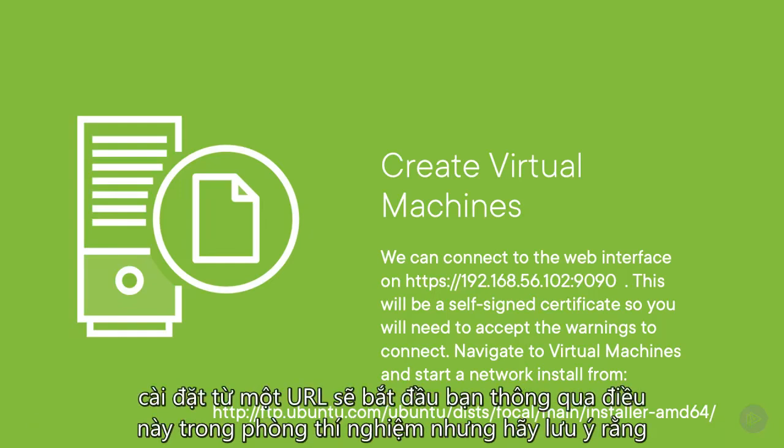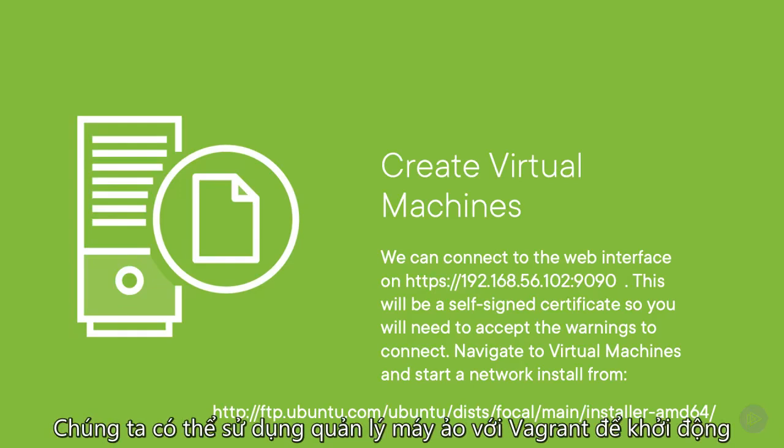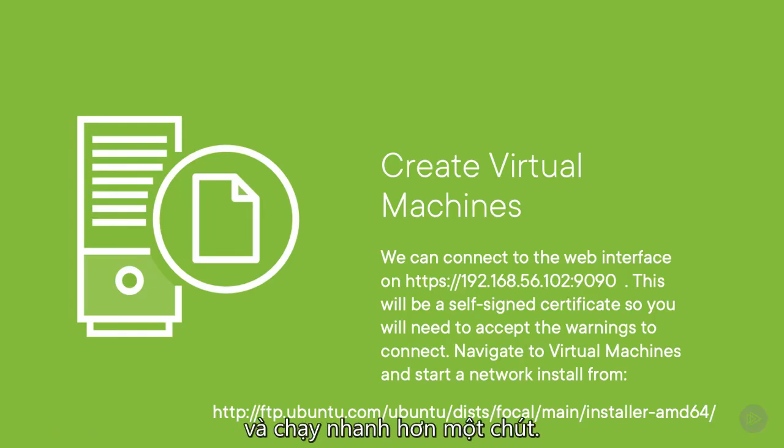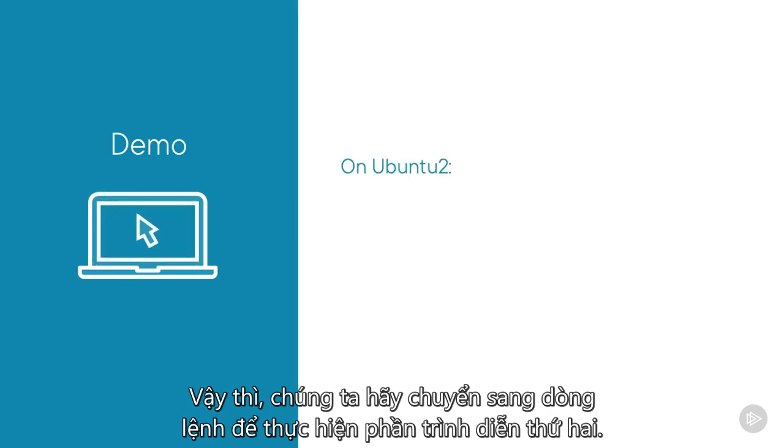from a URL. We'll start you through this in the labs, but be aware that it's not quick installing the virtual machines. We'll see later we can use virtual machine management with Vagrant to get up and running a little bit more quickly. But this is a good way to get us started. So come on, let's move out to our command line for our second demonstration.